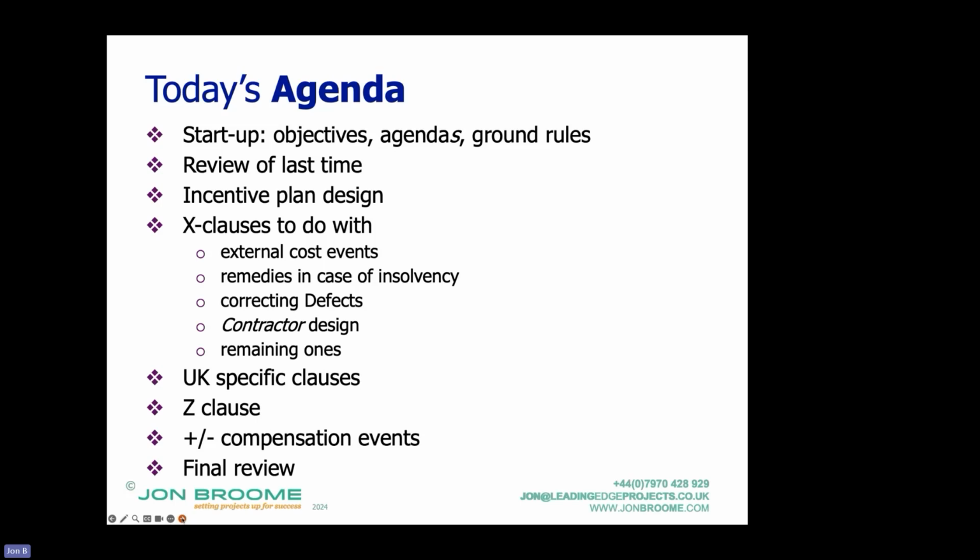We'll then go through the X clauses. I've arranged them in what seems to me a logical flow rather than a numerical flow, if you like. We'll then look quickly at UK specific clauses, the Y brackets UK 1, 2 and 3s. The Z clause, which is the additional conditions of contract, a few tips on adding or subtracting compensation events, and then a final review. So ground rules.